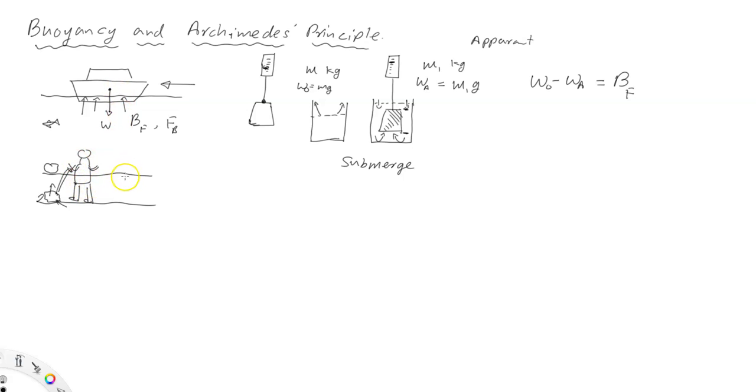Here the person, actually it's not suspended, it's not floating, it's resting on the bottom of the container, in this case the swimming pool or the lake. He feels buoyant force because of this displaced water. The rock feels buoyant force. So yeah, that's the idea of the buoyant force. Let's see what else we have.